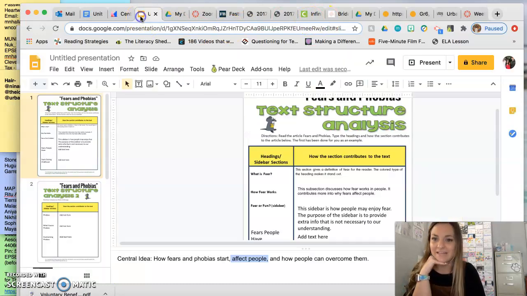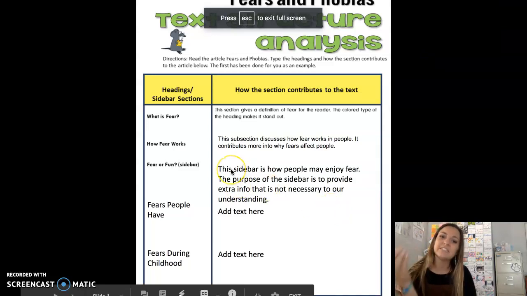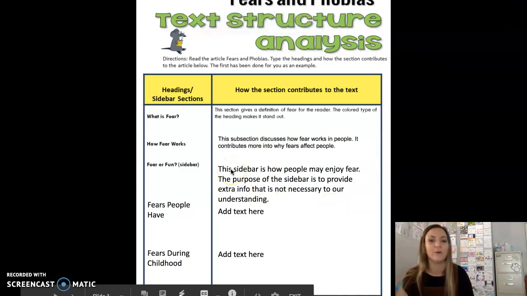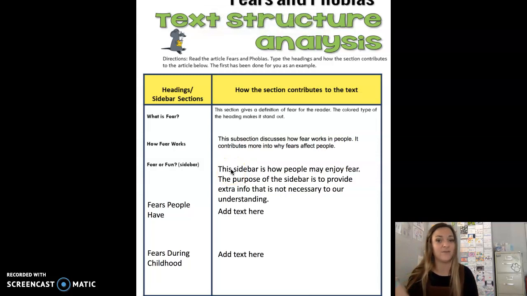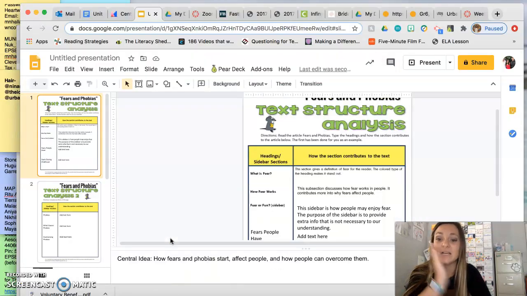So when I look at my answer for fear or fun for the sidebar, this is what we write. The sidebar is how people may enjoy fear. The purpose of it is to provide extra info that's not necessary to our understanding. So it's a little extra something. Here you will have things that will say add text here. That is where you put the extra different parts of the subtitles.